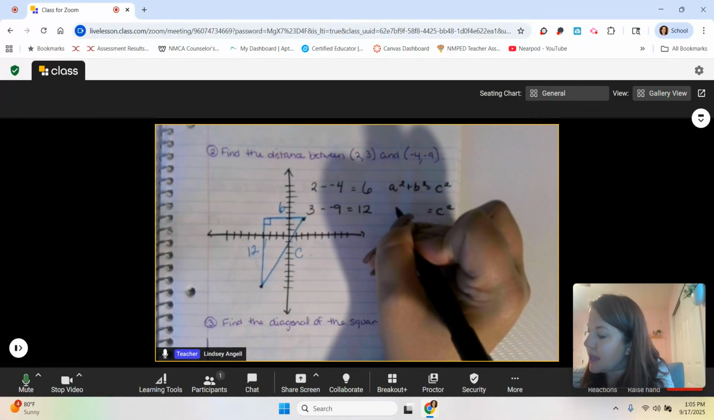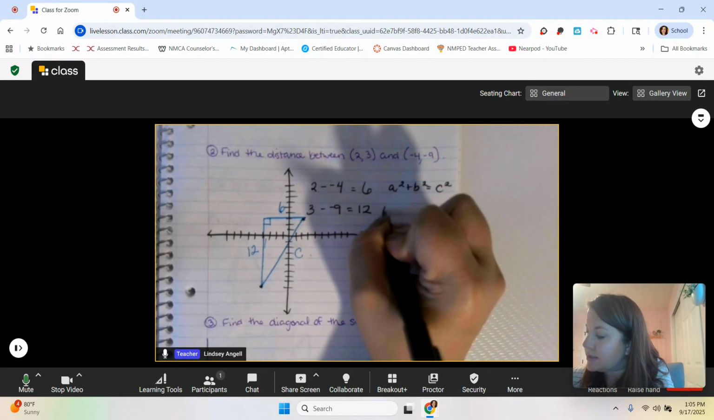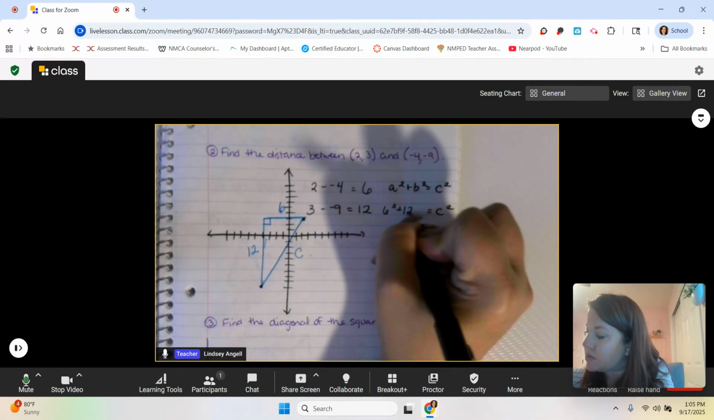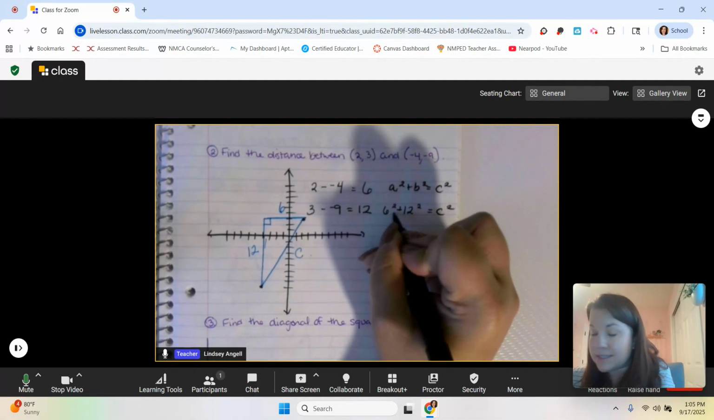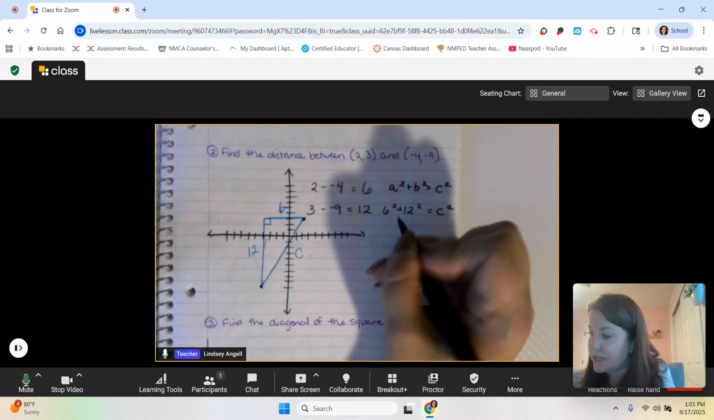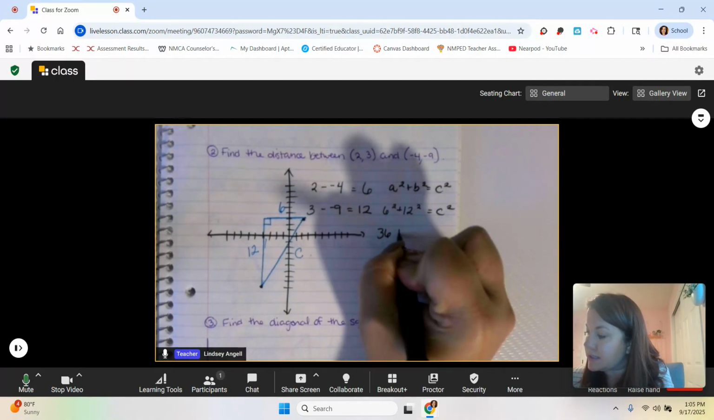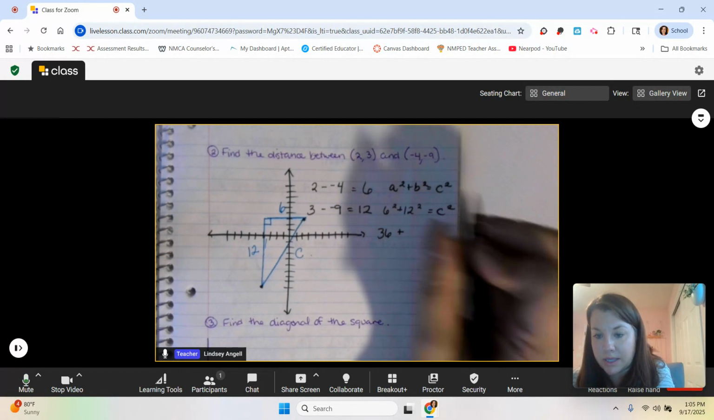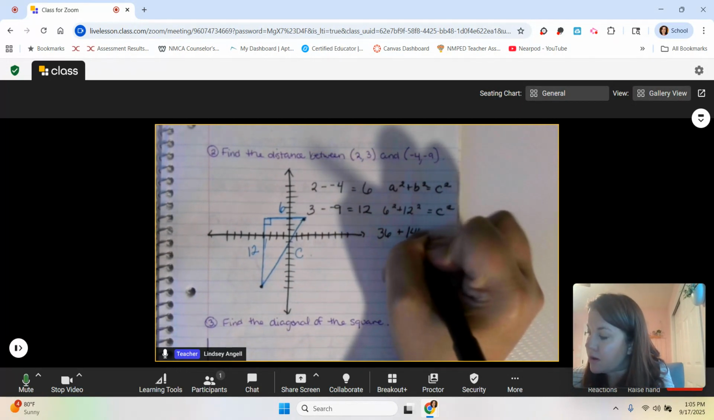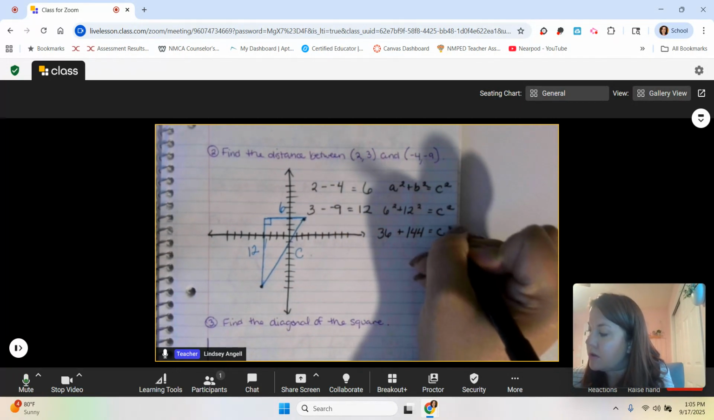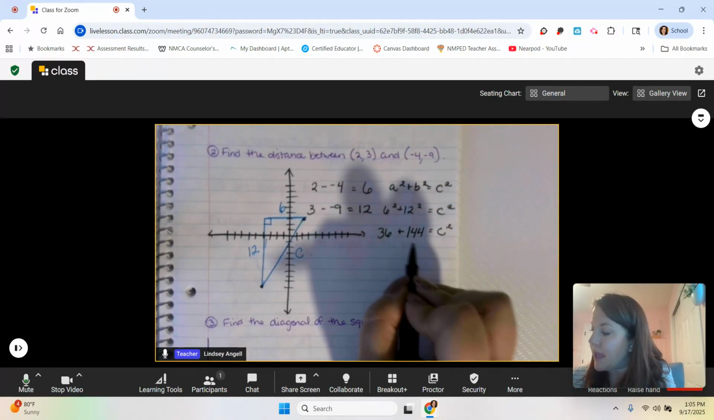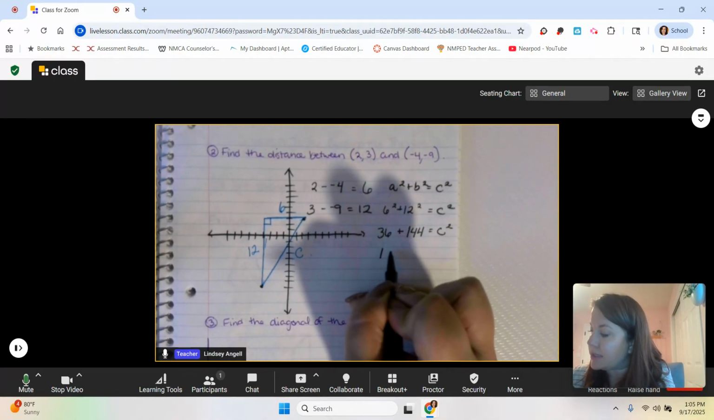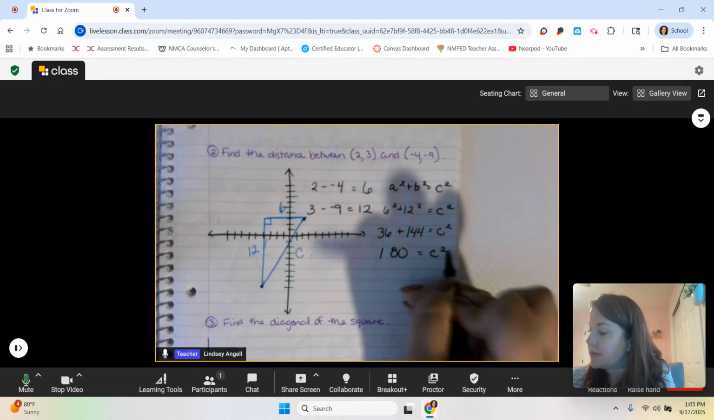A, let's see, I had 6. We could say 6 squared plus, and then we have 12 squared. Well, I know that 6 squared is 6 times 6, which is equal to 36. 12 squared is equal to 144 because 12 times 12 is 144. Add those together and we get 180 equals c squared.